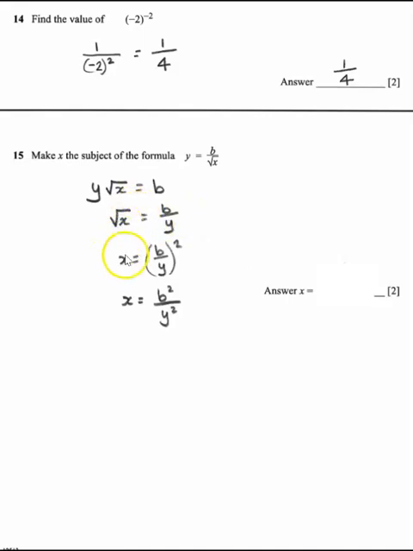So we've got x, and we square everything on the right hand side. Now we've got b over y in brackets squared. To finish off, we can square the top and square the bottom of that fraction. So we've got x equals b squared over y squared. And that should be the final answer.